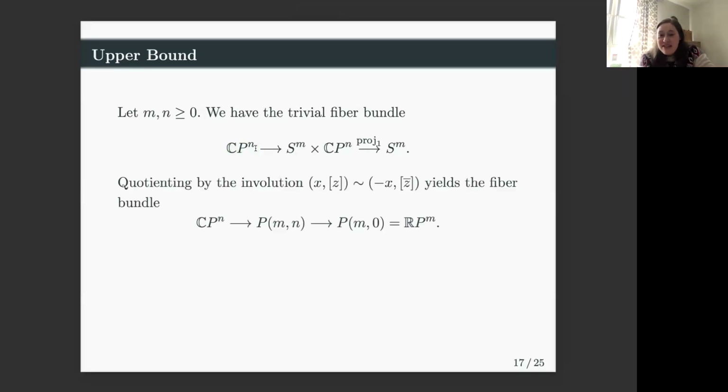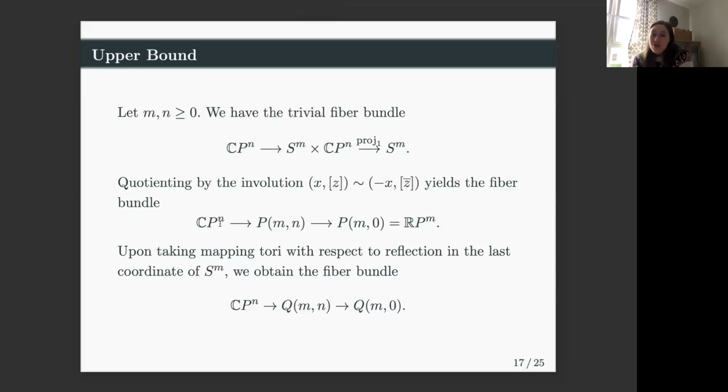If you quotient out by this involution, so you have the antipodal action on the sphere and then complex conjugation on CPN, we get the Dold manifold as the total space, and the base is real projective space, and the fiber is still CPN. And then if you take mapping tori with respect to the reflection in the sphere, we get this nice fiber bundle. So we have the wall manifold in the middle, the base space is the mapping torus of RPN, and then the fiber is still CPN.